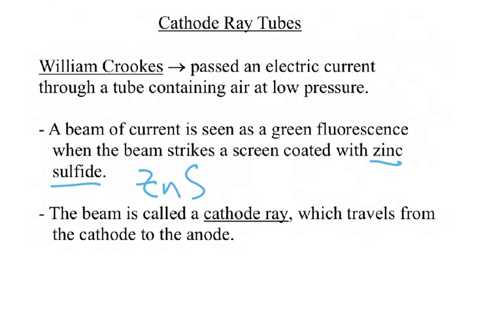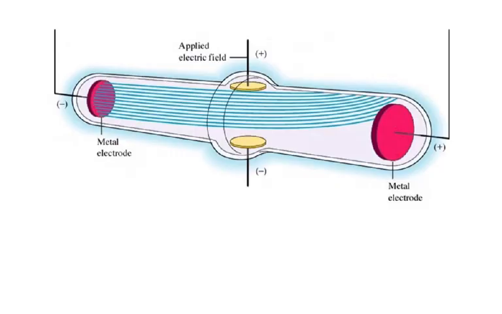Now, this invention, which was remarkable at the time, was used to project the image in the old TVs before they became flat screens and the old computer monitors. You have a modified cathode ray tube that would produce the image that you would see on the screen. Now, what we're going to talk about is a scientist by the name of J.J. Thomson. What he did is he manipulated the cathode ray.